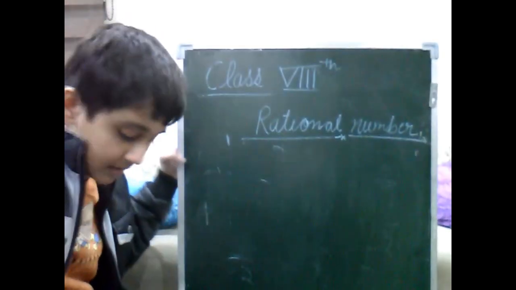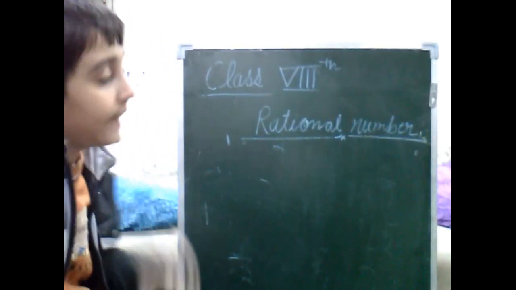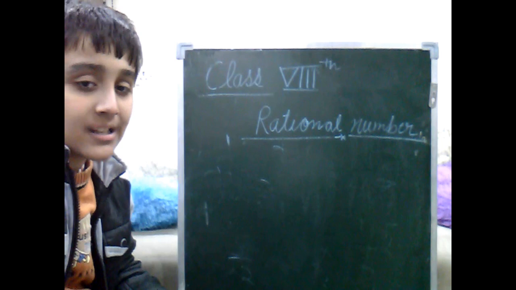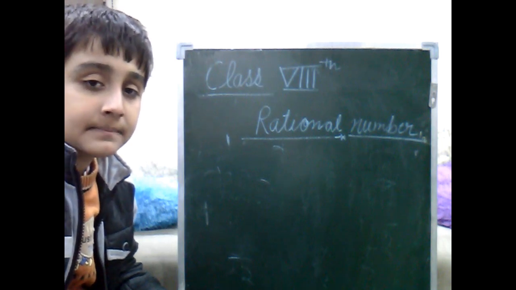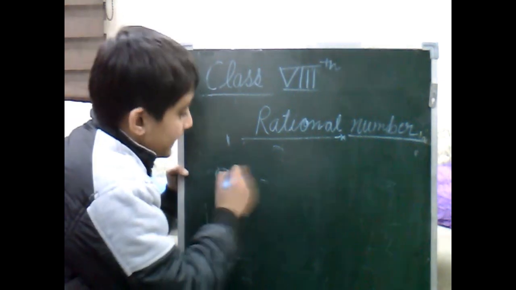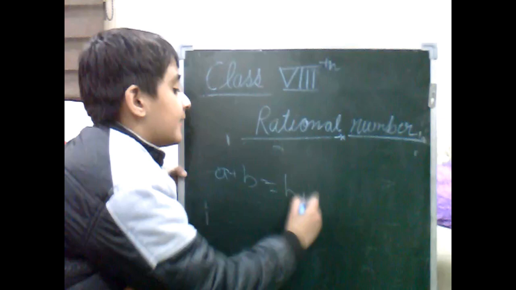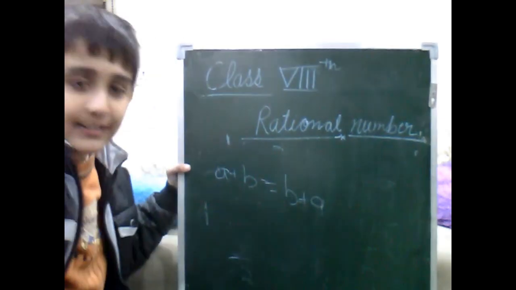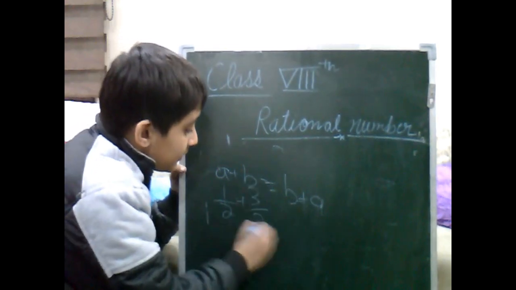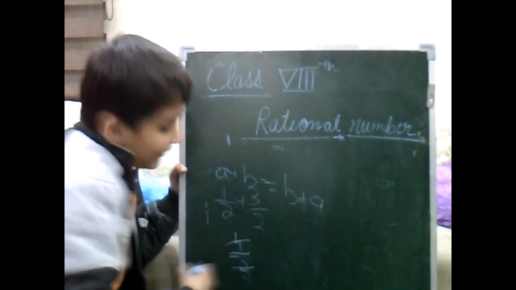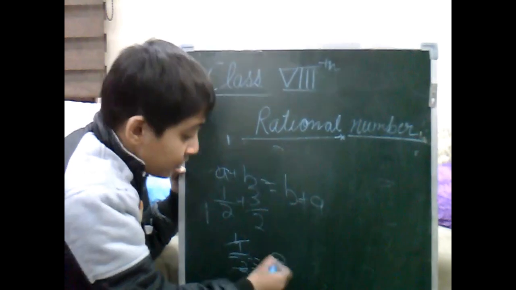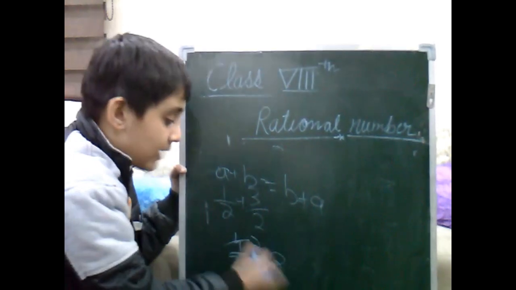Now let me ask you one question: is addition under commutative property? Let me give you an example. A plus B should be equal to B plus A. Let me verify it, right? 1 upon 2 plus 3 upon 2 is 4 upon 2, and when we simplify it, it will come 2.